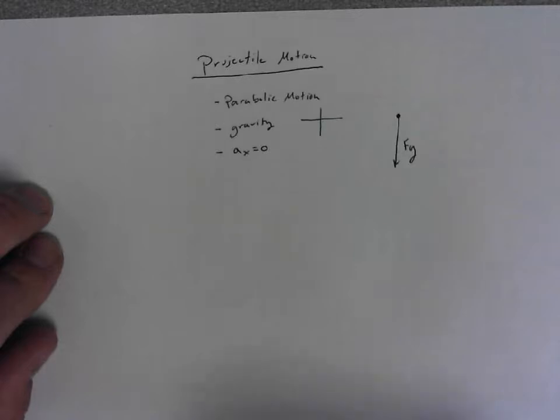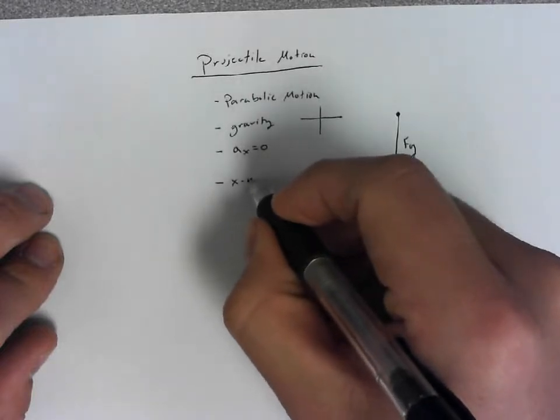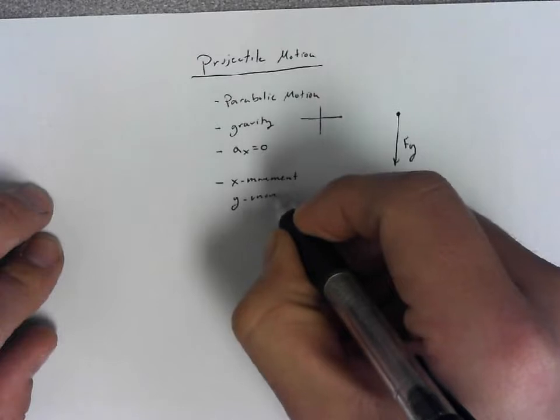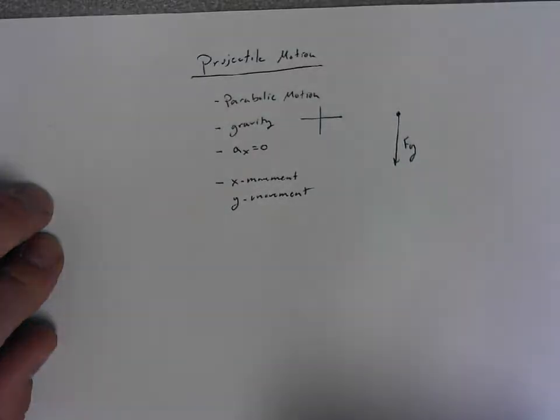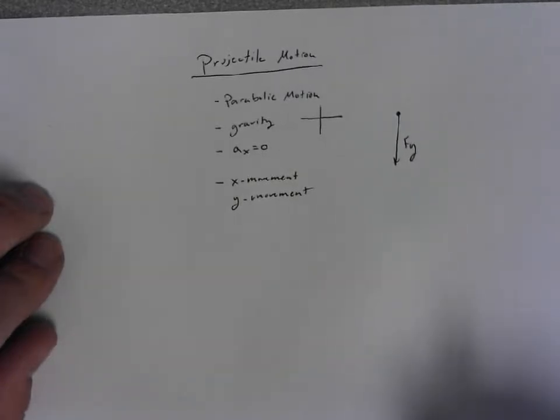Okay, so we have a scenario here where I have independent movement. I have x movement and I have y movement. Let's go over a very simple example. This video is not meant to be an exact replica of what we learned in class. Hopefully you took notes on that. But let's go over an example to go over this idea.